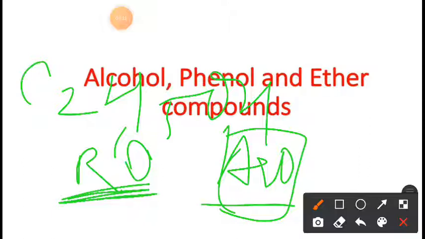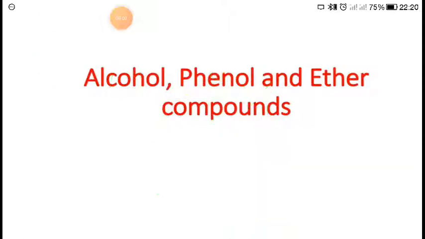Ethers are also an important class of compounds, for example diethyl ether, which has been extensively used as an industrial solvent. So I hope you have got some idea about alcohols, phenols and ethers. Now one by one we will see this.